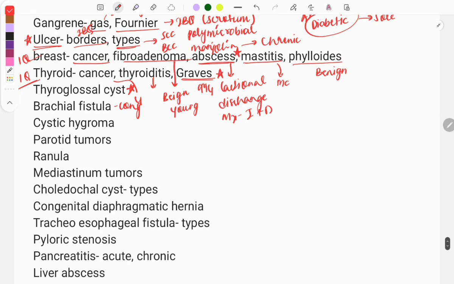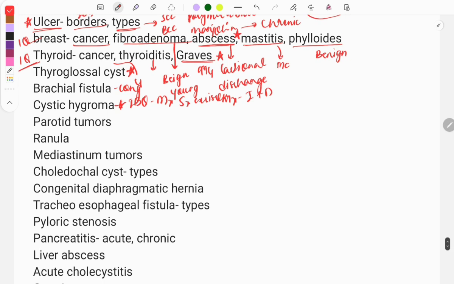Then moving on to the cystic hygroma, it is also a congenital disorder. An image based question can be asked on the cystic hygroma, and questions are asked on the management, like you will be doing surgical excision of it. It will be a cyst-like thing present in the neck. It usually involves the lymphatics, and the most common site is the posterior triangle of the neck.